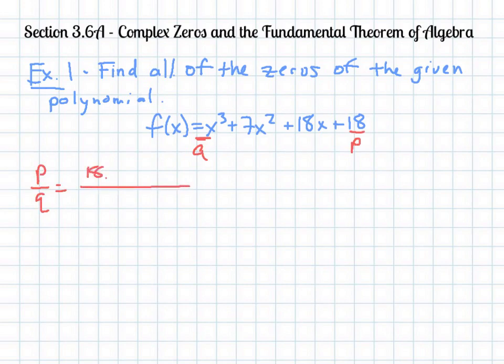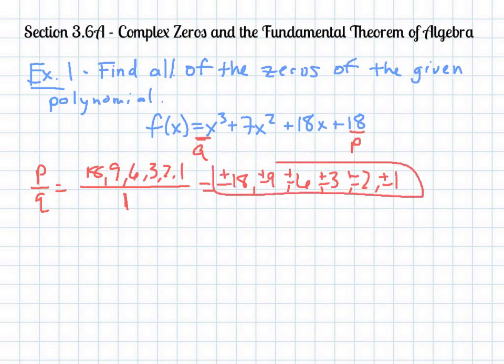So then 18, 9, 6, 3, 2, and 1, and then I just have a factor of 1 at the bottom. So then making my combinations, it'd be 18, 9, 6, 3, 2, and 1 with plus or minuses. Okay, and so there's my list.